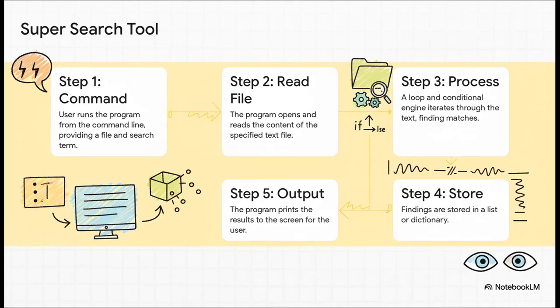Okay, so let's put the whole thing together. Let's trace the journey of our super search tool. Step 1, you, the user, run the program and tell it what to look for. Step 2, the program grabs the file and reads it. Step 3, our little loop and conditional engine fires up and starts churning through the text using our powerful regular expression to find every match. Step 4, it saves everything it finds into a nice, neat list. And finally, step 5, it prints the results right on your screen for you to see.